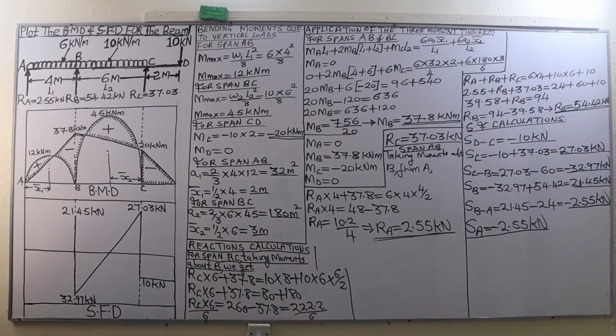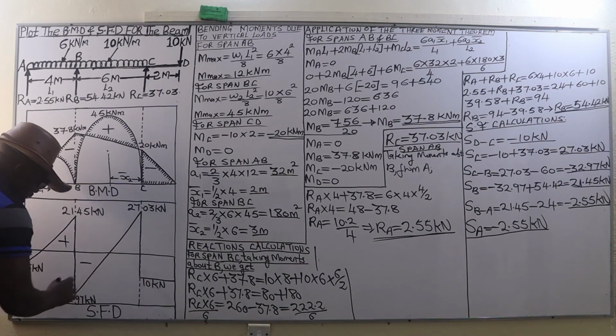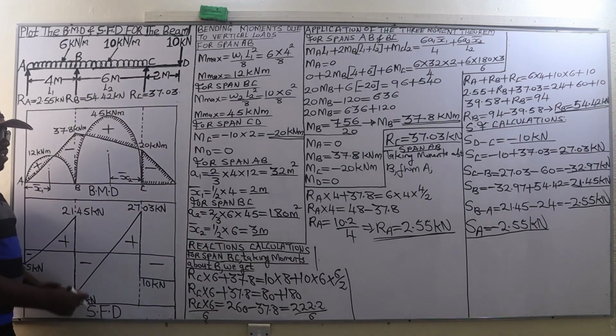Then the shear force between B and A will change uniformly from 21.45 to negative 2.55. So let's say negative 2.55 at that point. So we got 2.55 kilonewtons. So join this 21.45 to the 2.55 kilonewtons. Same case, shear force at A. So this is a negative shear force, positive shear force, negative shear force, positive shear force, negative shear force.